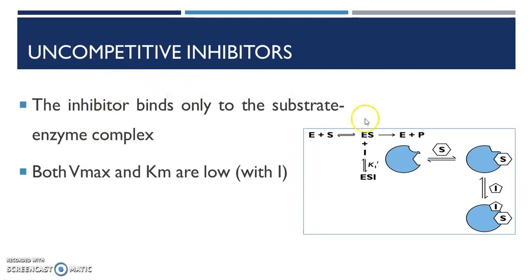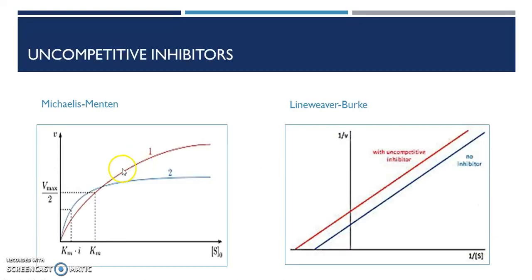Similarly, in case of the uncompetitive inhibitor, the inhibitor molecule will bind with the enzyme substrate complex. In this case, both the values of Vmax and Km are reduced. If we plot the Michaelis-Menten equation and the Lineweaver-Burk plot, we will see that the red one is characteristic of the kinetics of the enzyme in presence of the uncompetitive type of inhibitor, where both the values of Vmax and Km are changing.